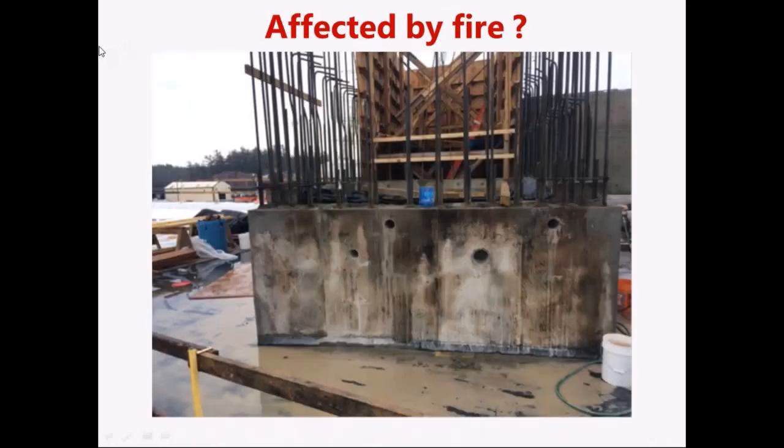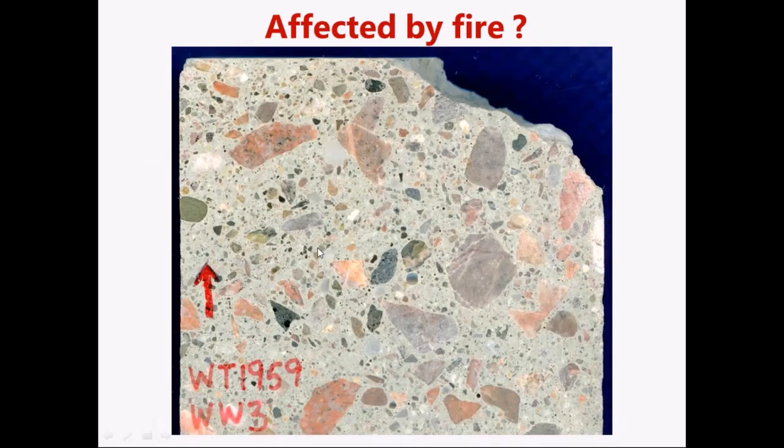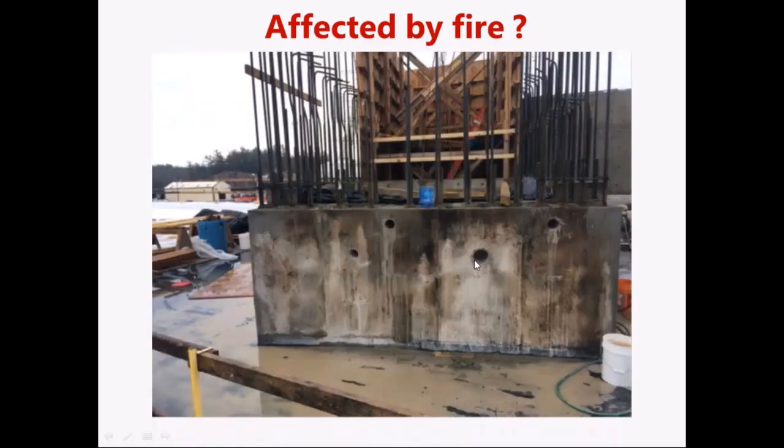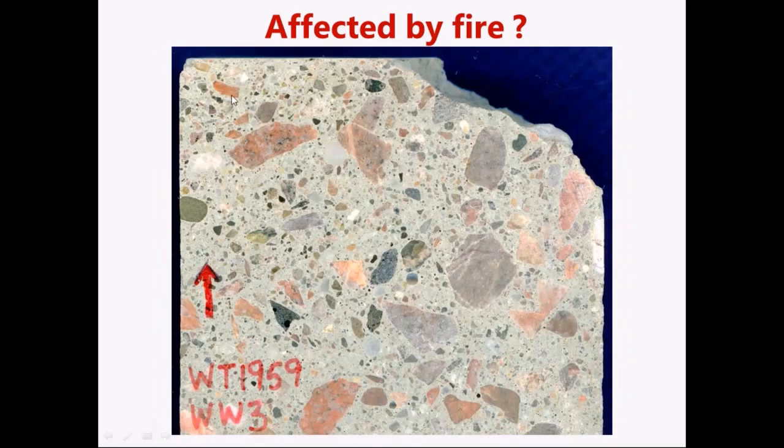I mentioned earlier also that we can use petrographic analysis to determine if concrete was affected by fire. Again, concrete placement here, a wall. There was a fire on the wooden forms above it. This hole here was made by extracting this core. So the surface that was exposed to the heat is the top here, this top flat part. Cut and polished sample we're looking at.